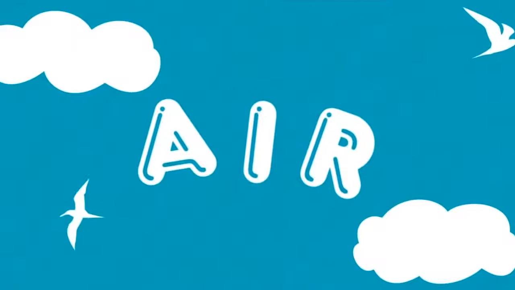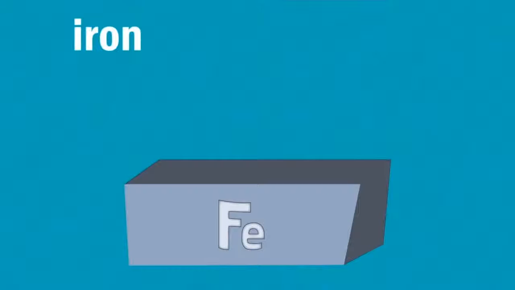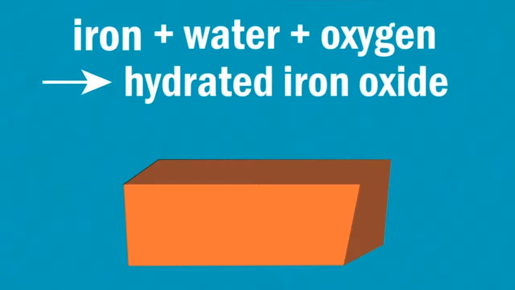You're probably already familiar with the idea of rusting. This results when an iron object reacts with moist air, giving a hydrated iron oxide. Unfortunately, this doesn't protect the metal because the iron oxide flakes.